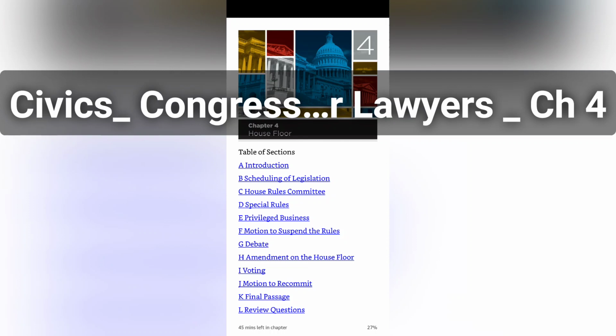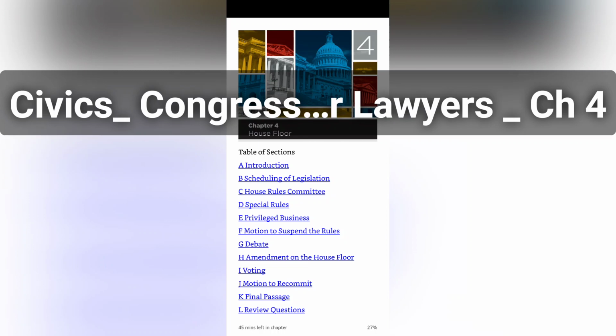Some rules, known as modified closed rules or modified open rules, provide a limitation on amendments. The distinction between the two types of modified rules hinges on how restrictive the limitations are on floor amendments and therefore tends to be subjective. A modified open rule may limit amendments to those printed in advance in the Congressional Record or place an overall limit on submission and debate of amendments or both. Modified closed rules limit amendments to specific amendments identified in the special rule.